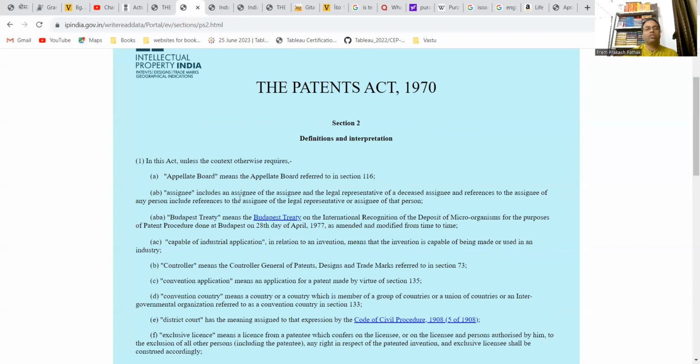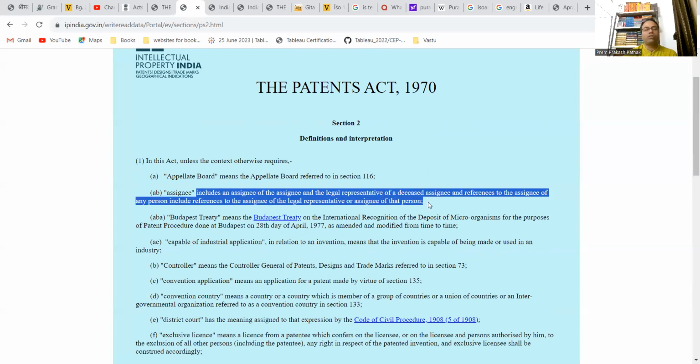This definition, I remember, in one exam this question was asked: what is the definition of assignee? And some variation of this language was given, and we need to select who is called an assignee.